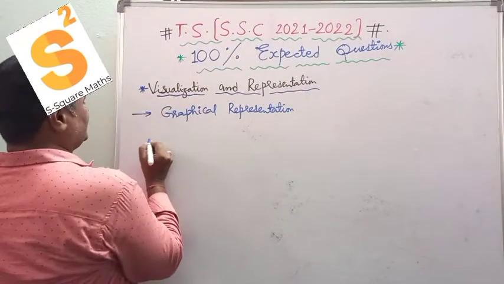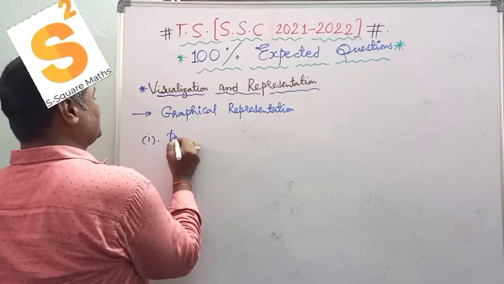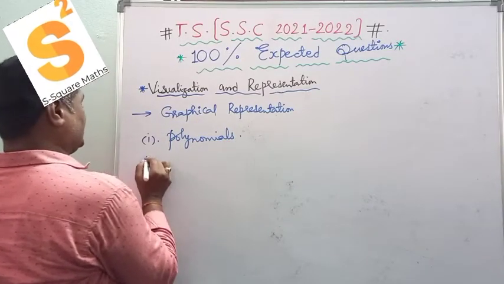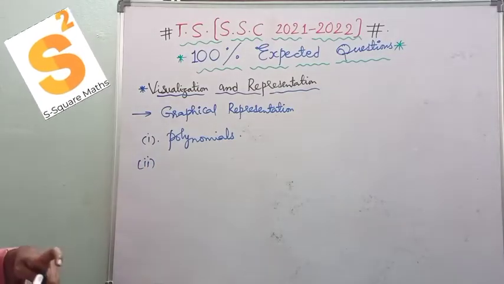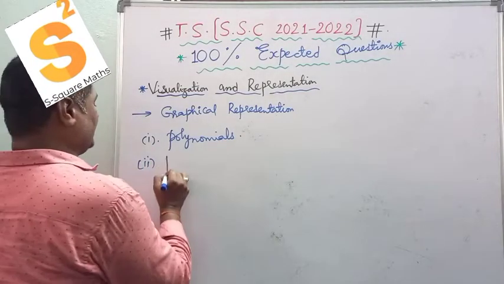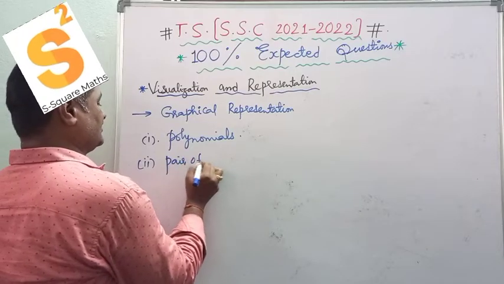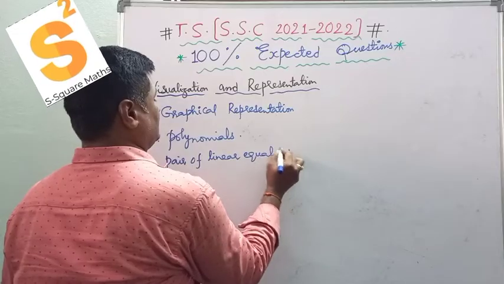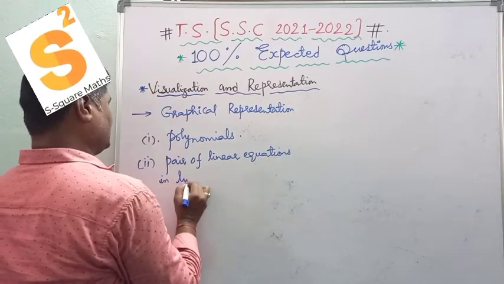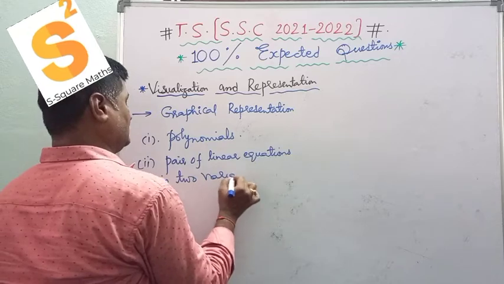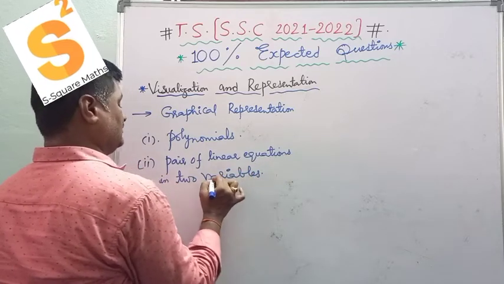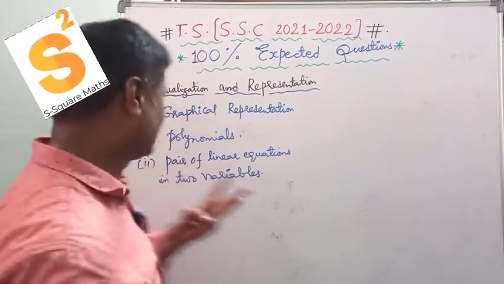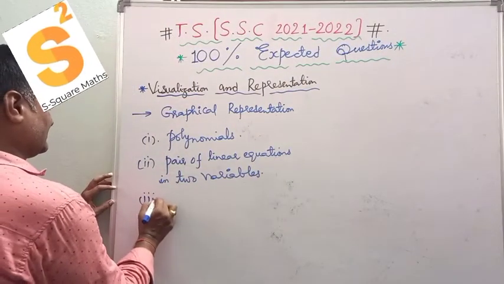Here, polynomials. Next, coming to linear equations, here the pair of linear equations in 2 variables. And generally many of the students will skip one more thing, the third category, which is statistics.